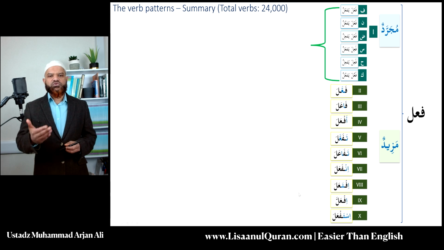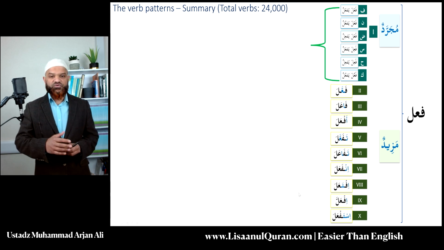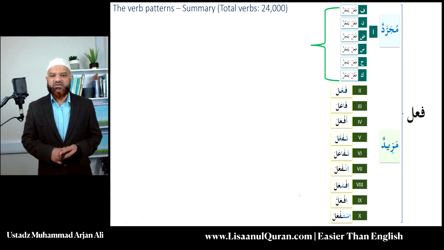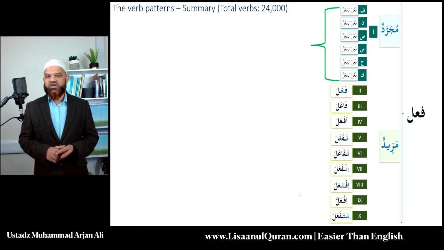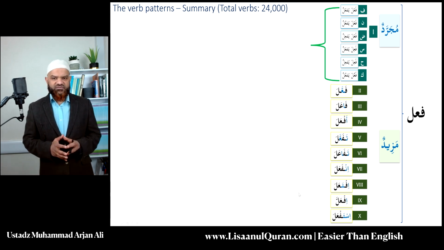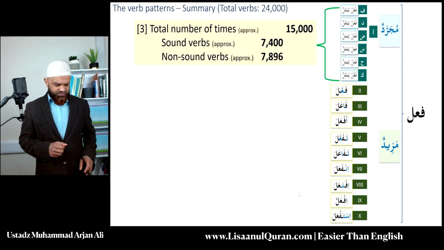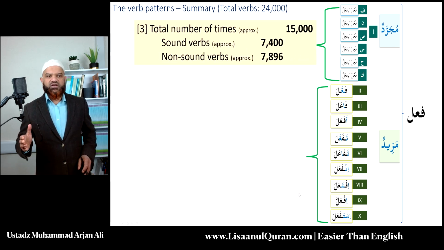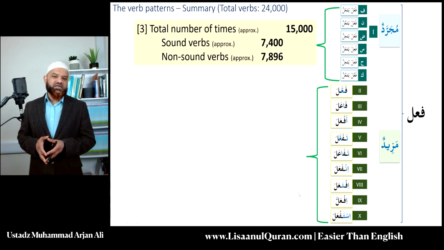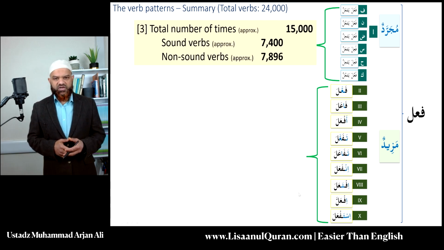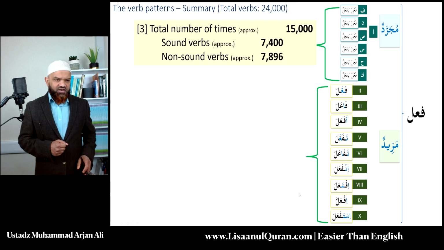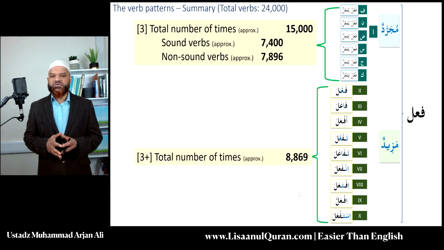And then we have form 2 to form 10. Of course, there are some other forms which are rare, but as far as Quranic Arabic is concerned, if we learn these it will give us more than 99% of the verbs that we're likely to come across. So again, the total number of verbs is on the screen. So we have the mujarrad, which we are currently studying, and then we have the mazid, which we will cover inshallah in the intermediate level. So you can see the number of verbs and the patterns.